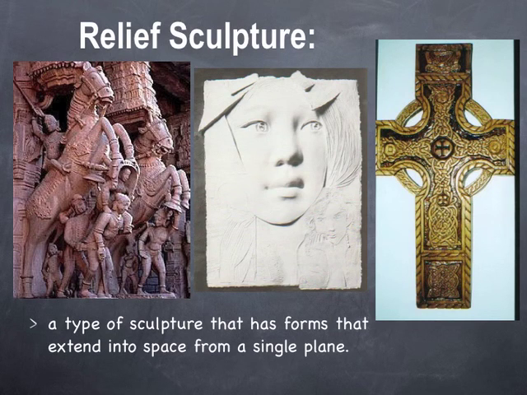So you can see here how the sculpture on the left from India, even the horse is up against a wall. And this is very high relief. The sculptures are almost completely sculpted in the round, but parts of it are still attached to a wall. The one in the middle is low relief or bas relief. Very little of the sculpture projects from the background.